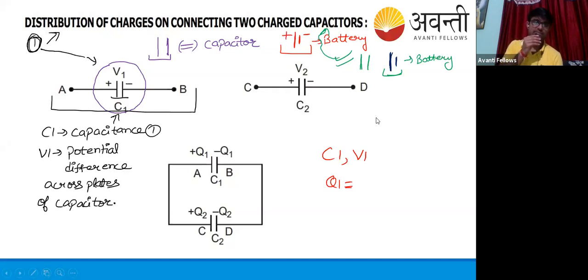That is a representation. But what must it be? Use the formula I have given you in the previous three sessions. We are studying this thing only. Use the formula. What must be the charge on this capacitance? Q1, what must it be equal to? Answer me in the chat box.